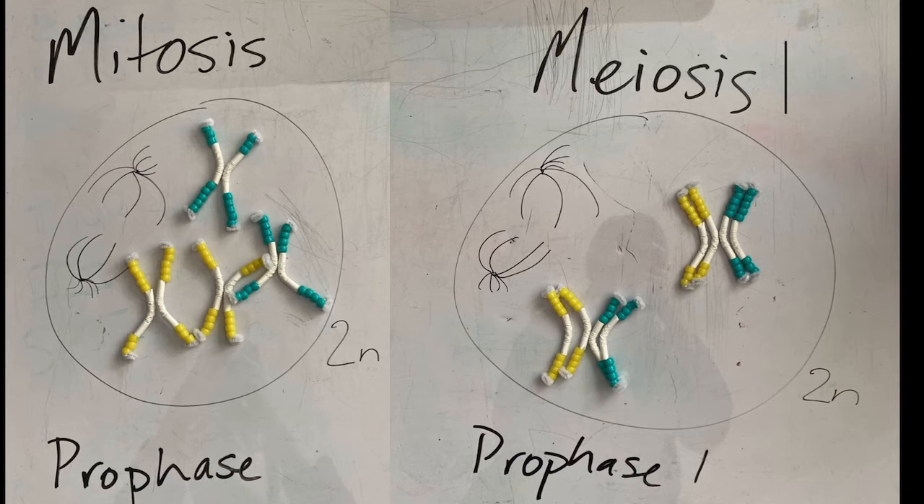Also note that in meiosis, when the two chromosomes are attached together, this is called a tetrad, because there are now two sets of sister chromatids together, so there are 4 chromatids attached together in a tetrad.